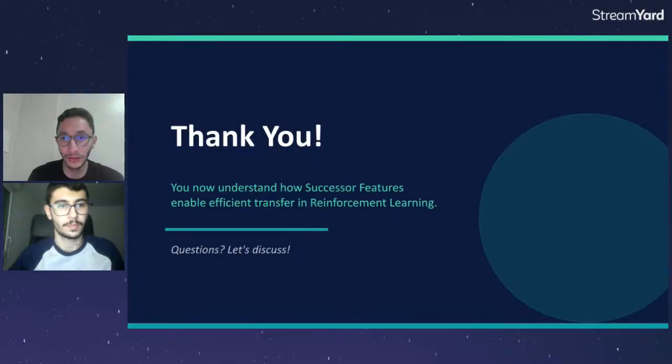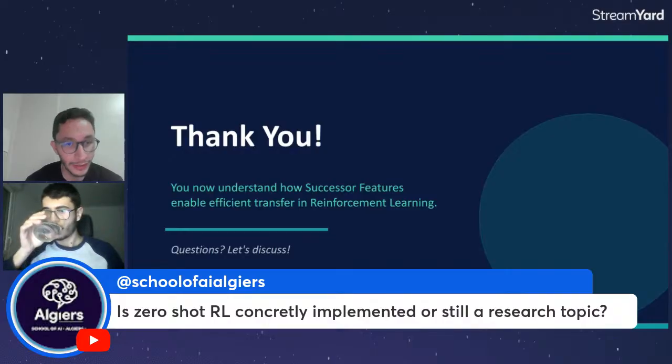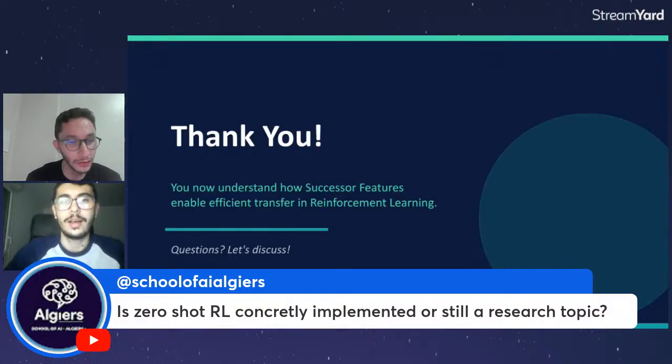Regarding the questions, we have some in the chat so far. Starting with the first one. Is zero-shot reinforcement learning concretely implemented or still a research topic? So far, it's very new.